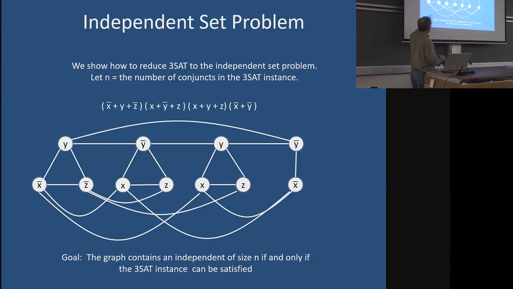So if you pick it that way, there is an independent set of size 4. And when we pick X bar, Y bar, Z, it makes that thing up there true. So if there's a solution to that, there'll be a solution like this for n equals 4. 4 is the number of conjuncts. And if there's a solution down here, there'll be a solution up there. That's what we need for the reduction.